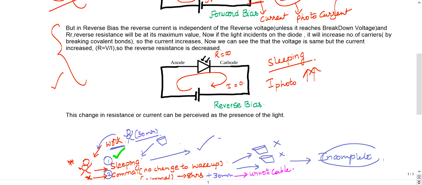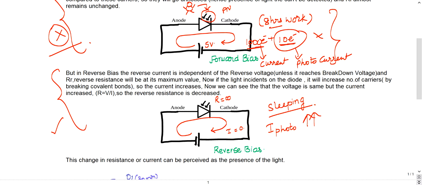You can read the statement. In reverse bias, the reverse current is independent of reverse voltage. Even if you give 10 volts, the current will be zero initially. And reverse resistance will be maximum, infinite in the ideal case, as I already told. Now, if light is incident on the diode, it will increase the number of carriers by breaking the covalent bonds. So the current increases. You can see that the voltage is the same, but the current is increased. So for the same voltage, the current previously was zero. Now the current is increased to the photocurrent. Photocurrent is the resultant. Voltage remains constant and current is increased, which indicates the resistance is decreased from the previous value.